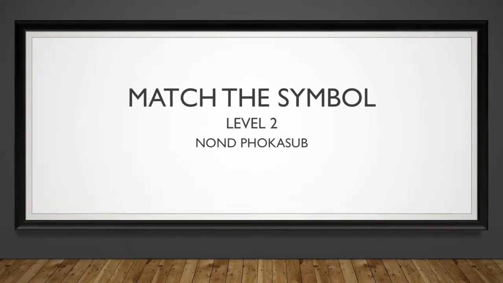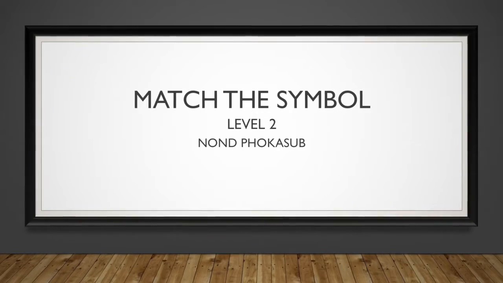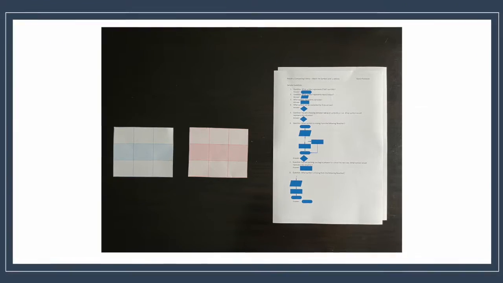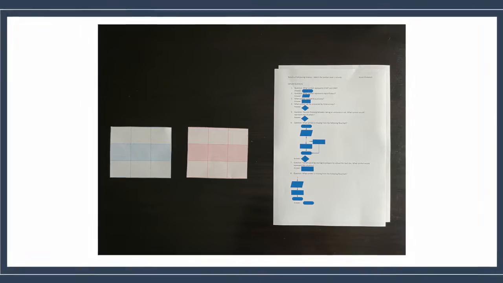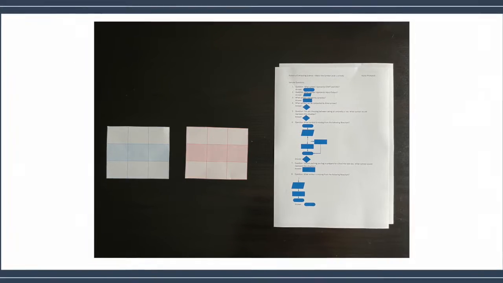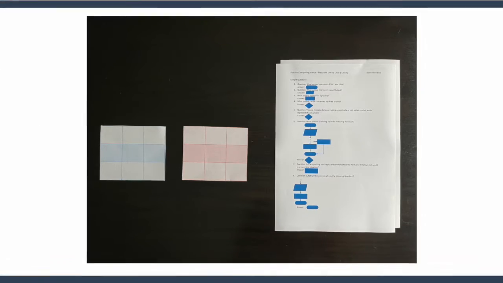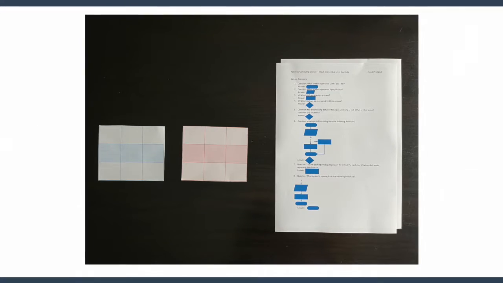Today I'll be presenting the second section of the Match the Symbol activity. The second level is similar to the first level, but more challenging for the players as this activity will build upon the knowledge that was covered in level 1. This activity is aimed to help teach robotics and programming to beginners in the subject, especially in younger audiences.